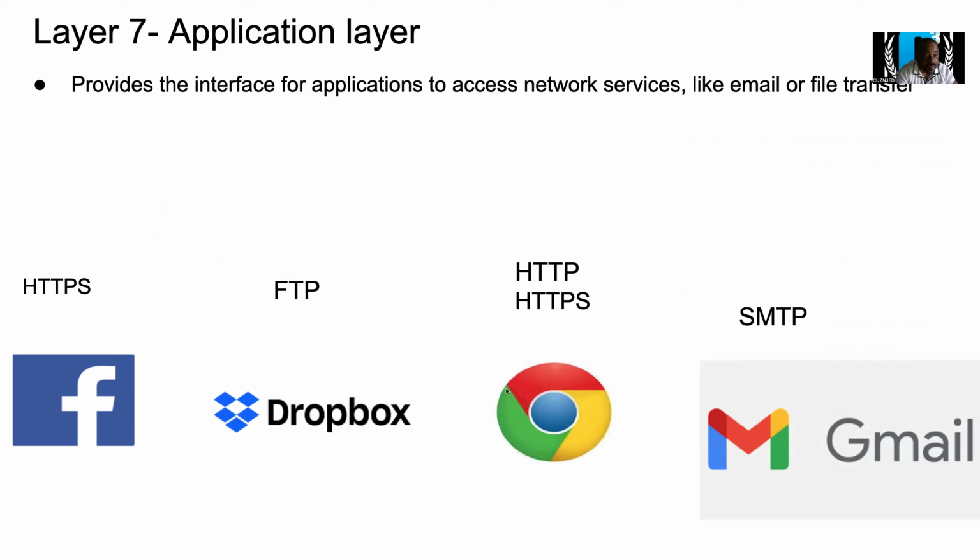The application layer actually shows what you see on the screen. So when you access Facebook, Dropbox, Google Chrome, or Gmail, there are protocols working in the background that allow you to access these applications and see these applications. It provides an interface for applications to access network services like email, file transfer, and just browsing the internet.